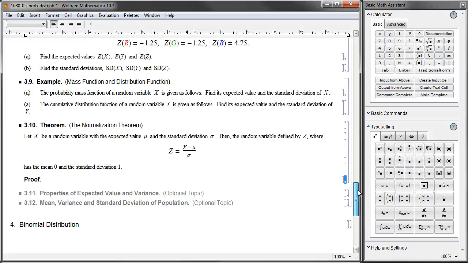Okay, that was the normalization theorem. If you forget about the proof, well, that's okay. But do not forget this formula, z equals x minus mu over sigma. This is going to come back and haunt you over and over again from chapter 6 and on, I think, all the way toward the end of the semester.